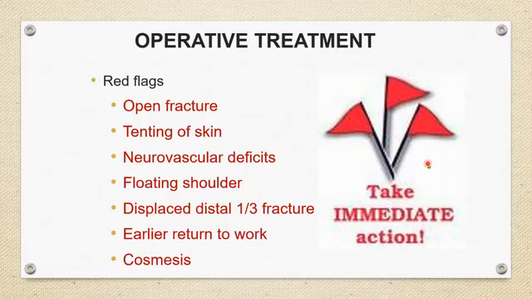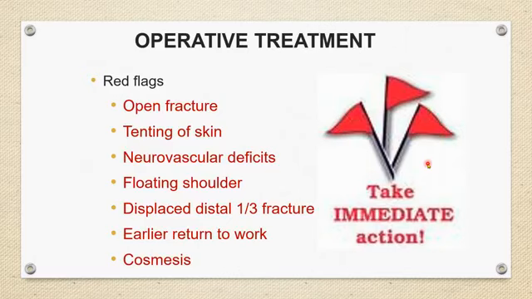Tenting of the skin is very important. If the fracture fragment has a spiky projection that may pierce the skin, that is another indication for operative treatment in clavicle fracture. If there is any neurovascular deficit, you have to go for operative treatment, because you have to fix that neurovascular deficit. Floating shoulder means there is a fracture in the clavicle as well as in the proximal humerus, so you have to fix both.